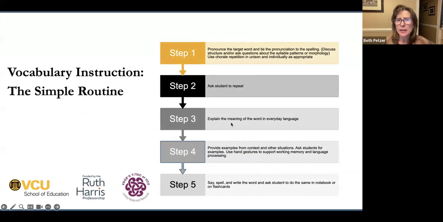Step 3, we explain the meaning of the word in everyday language. We provide examples in step 4 from different contexts and different situations, and use hand gestures to support working memory. Finally, in step 5, we're going to connect that phonology one more time by saying, spelling, and writing the word, and asking the student to do that. We'll do it ourselves, and we'll ask the student to do it as well.